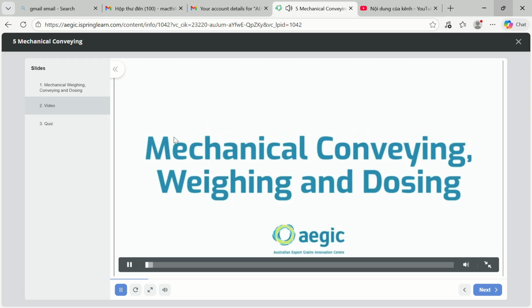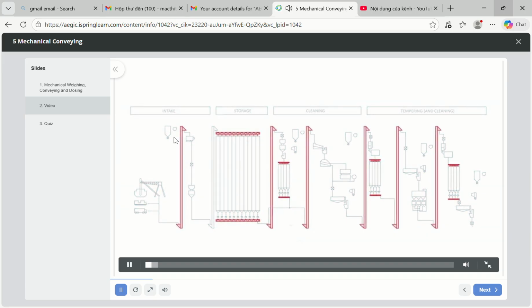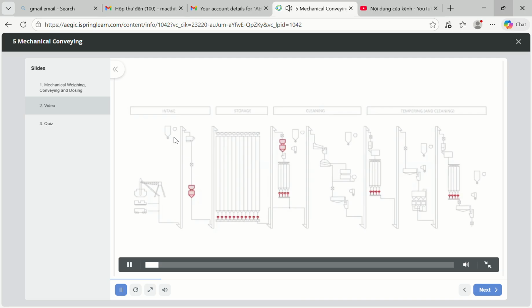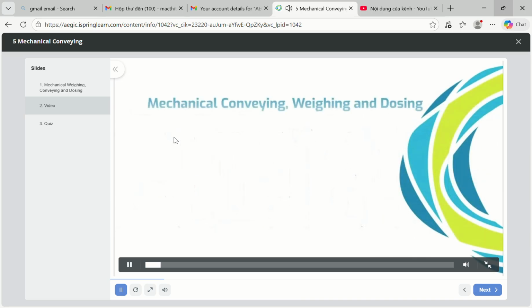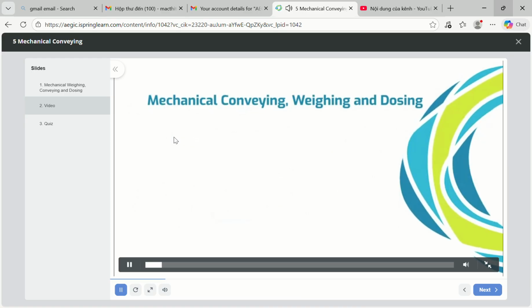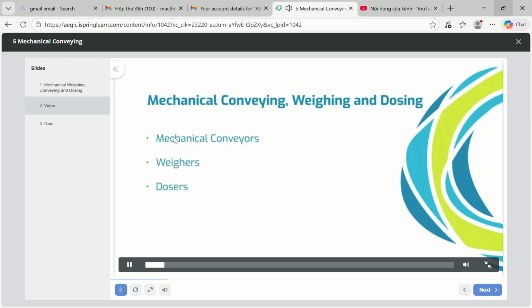Mechanical conveying, weighing and dosing. Many types of conveyors are required to move stocks through the milling process. The weighers and dosers are located at multiple points in the milling process to measure and control the rate of these movements. In this chapter, you will learn about mechanical conveyors, weighers, and dosers.